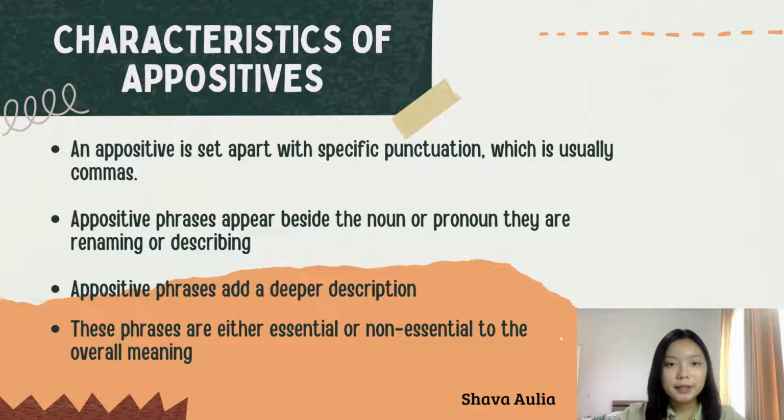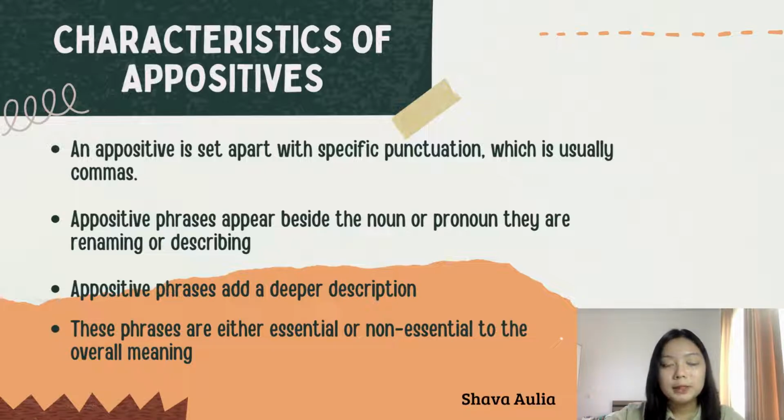Moving on to the next slide, we have the characteristics of appositives. These are some of the characteristics that I concluded while learning about the material, which hopefully can help to locate and understand appositives better. First, an appositive is set apart with specific punctuation, which is usually commas. Second, appositive phrases appear beside the noun or pronoun they are renaming or describing. Third, appositive phrases add a deeper description to the sentence. And the last one, these phrases are either essential or non-essential to the overall meaning.